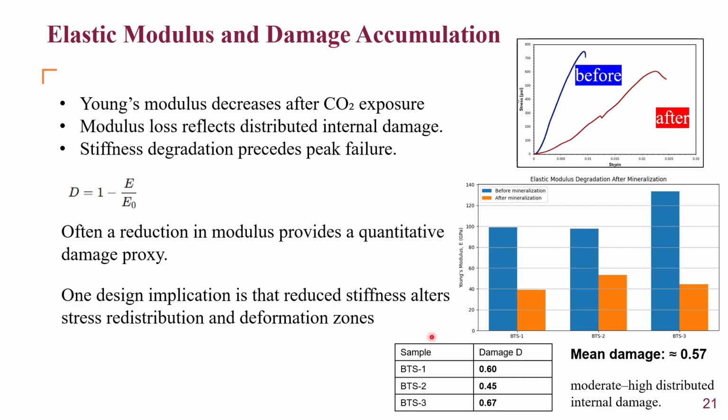Now, one design implication is that reduction in stiffness alters the stress distribution and deformation zones in the rock matrix, such that the stress regimes will change. The stress regime that would have been known to exist in the formation would change as a result of mineralization.